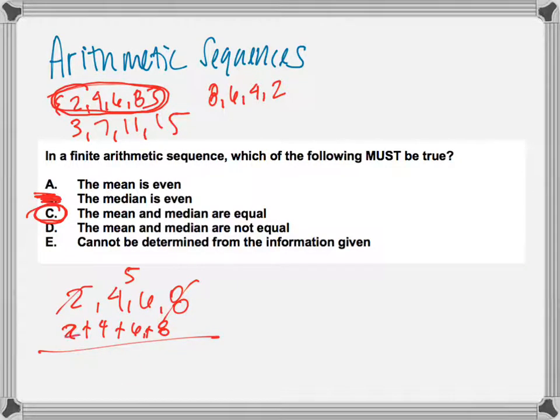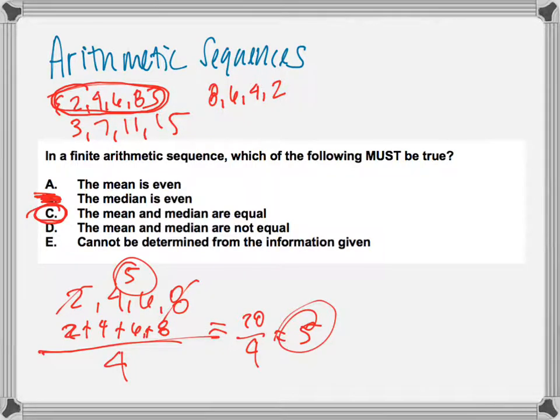So 2, 4, 6, 8 divided by 4. Sorry, it's not divided by 2 because we have 4 terms here, right? So I'm going to add up 4 plus 2 is 6, plus 6 is 12, plus 8 is 20. And 20 over 4 equals 5. So you can see here that my mean and my median are going to be the same.